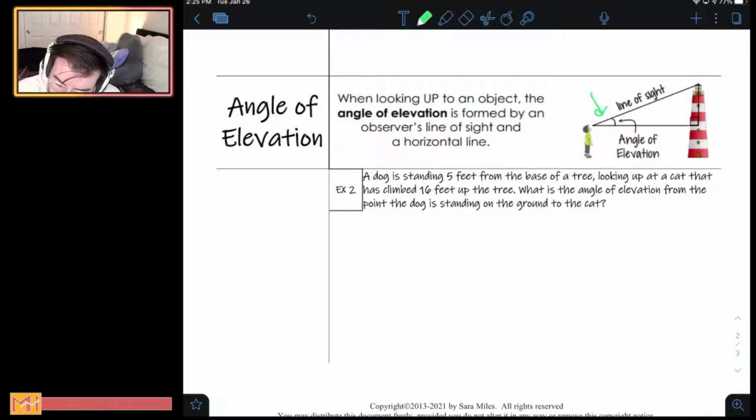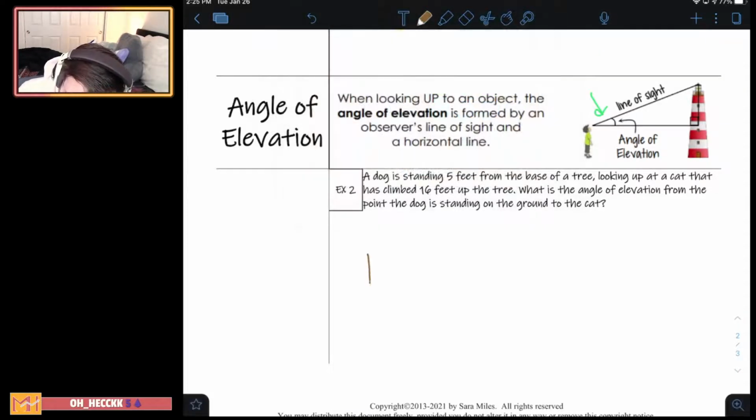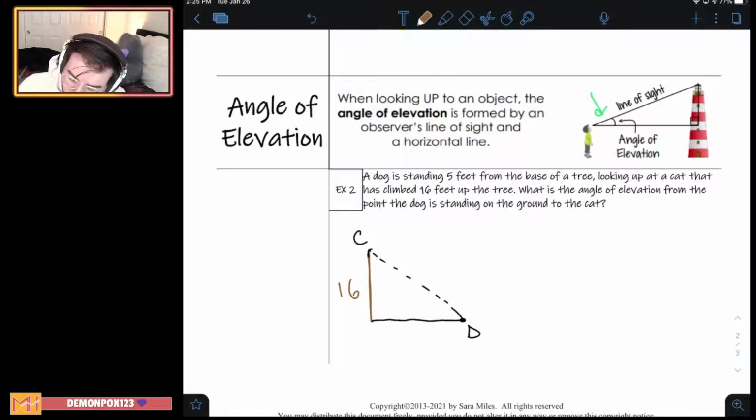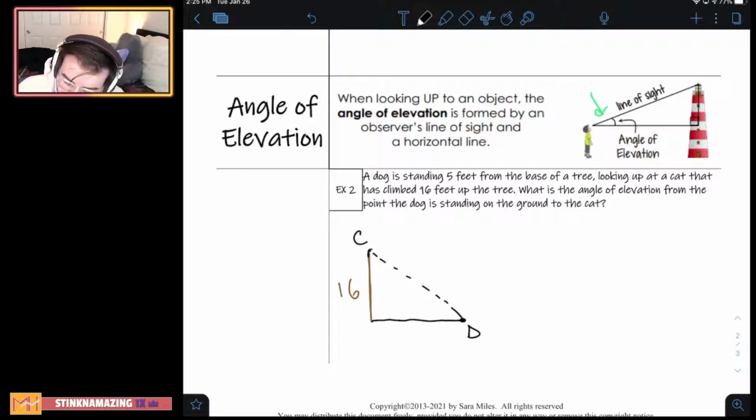A dog is standing 5 feet from the base of a tree. So here's our tree going straight up and down, and the dog is standing 5 feet away from that tree. So 5 feet away is the dog looking up at a cat. Looking up at a cat, okay? That has climbed 16 feet up the tree. What is the angle of elevation from the point of the dog, from the point the dog is standing on the ground to the cat?